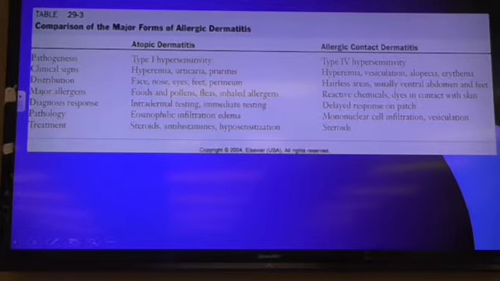Whereas in the case of type 4 hypersensitivity, contact dermatitis, you can put a patch of that offending allergen on the skin, and if you see any reaction after 2 or 3 days, that's type 4. So that's why we call it a delayed response on skin patch. Okay.